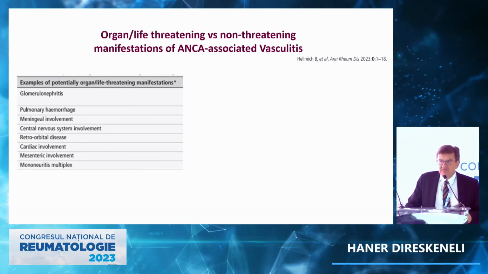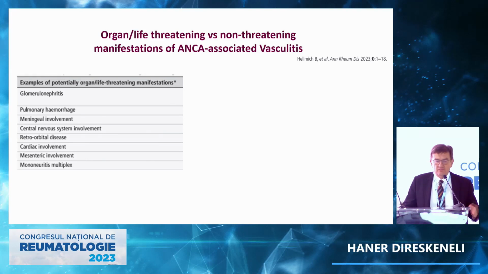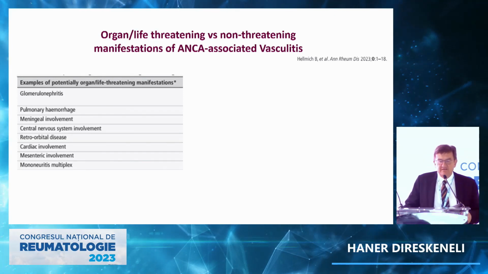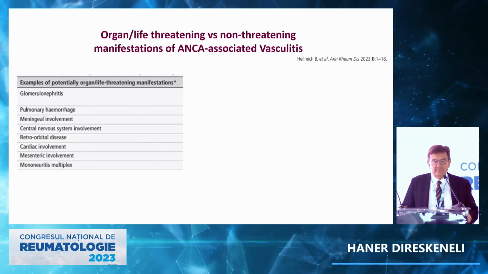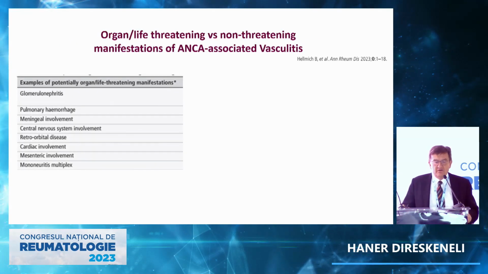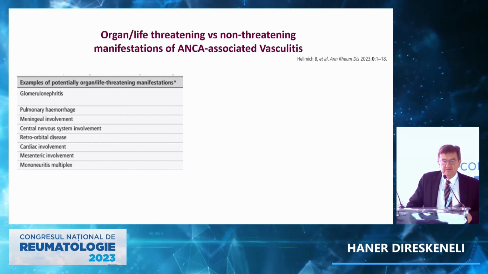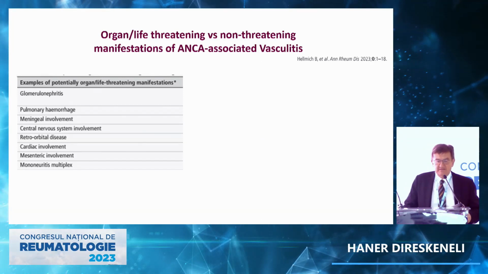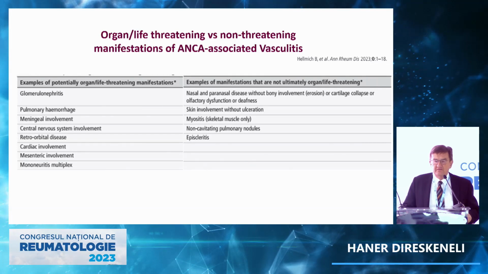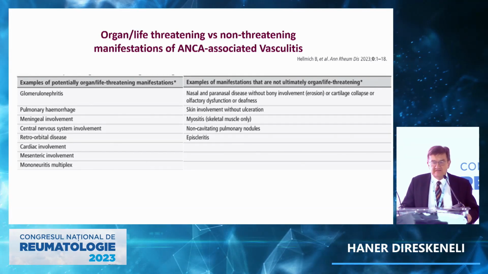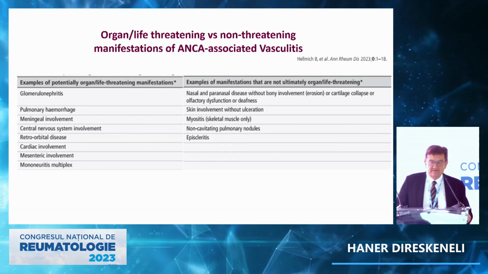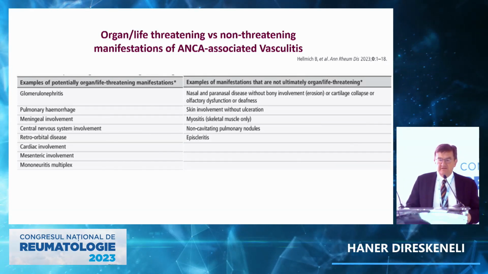Now, in the criteria that I'll mention, management guidelines, there is always the term of organ life-threatening or mild disease, non-severe disease, and the major severe disease. Now, potentially organ life-threatening manifestations are, as you can see, glomerulonephritis, pulmonary hemorrhage, meningeal involvement, CNS disease, orbital disease, cardiac, mesenteric, and peripheric neuropathies. On the other hand, generally, upper respiratory tract involvement, nasal and paranasal disease, skin disease, myositis, and sometimes mild pulmonary nodules and episcleritis can be accepted as the non-severe, non-organ life-threatening disease.